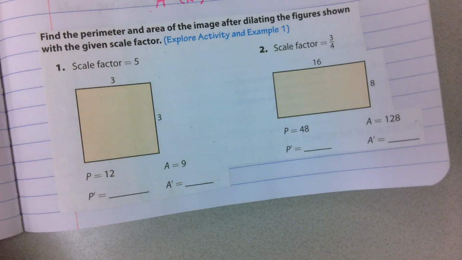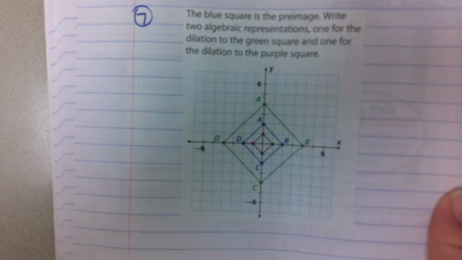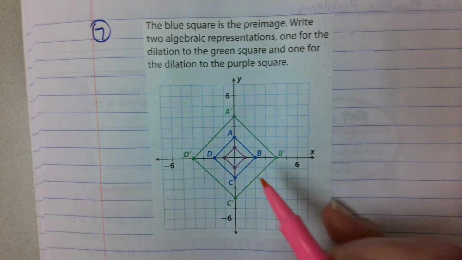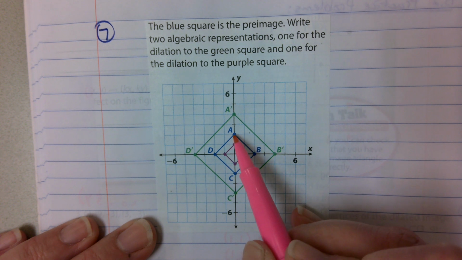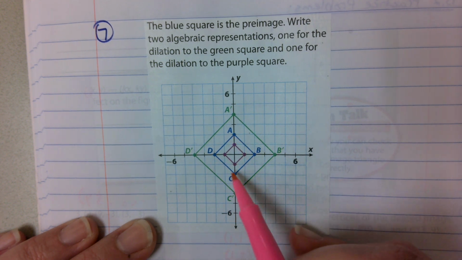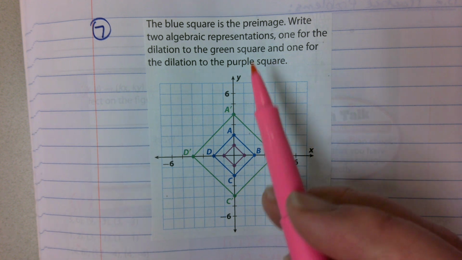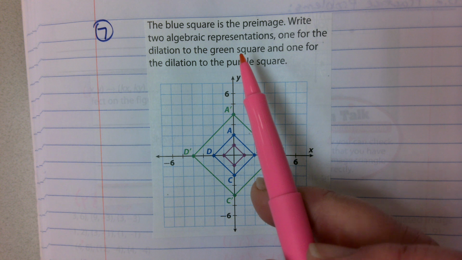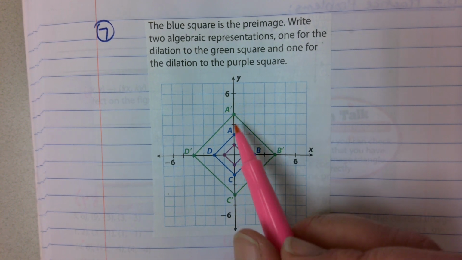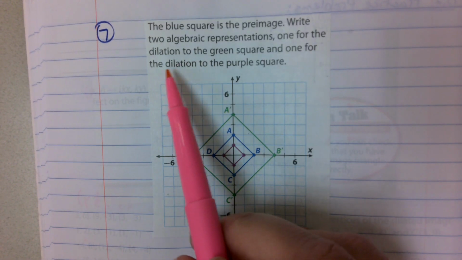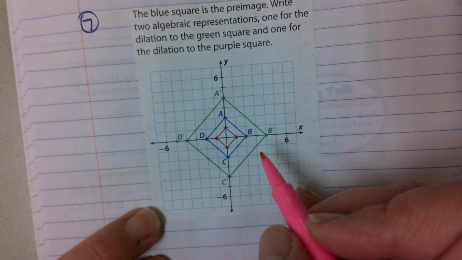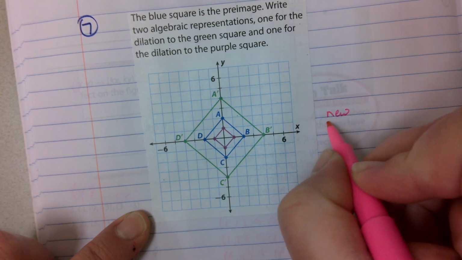I have one more for you for today. Number 7. All right, so the blue square is the pre-image. So here's our A, B, C, D. That's before anything has been dilated. Write 2 algebraic representations, one for the dilation to the green square. So that's going to go from here to here. So it's an enlargement. It should be greater than 1. And then one for the dilation to the purple square. And remember, you do new over old.